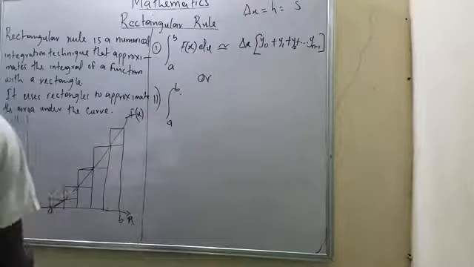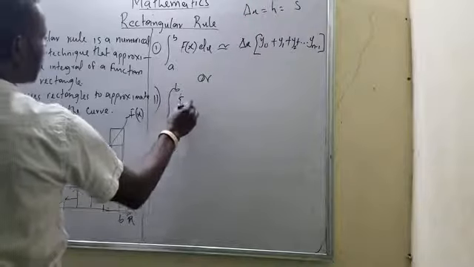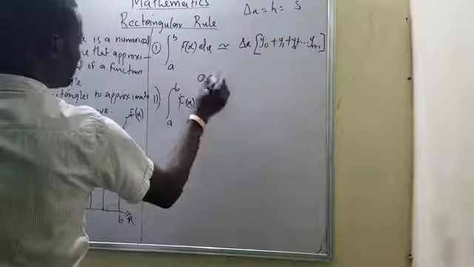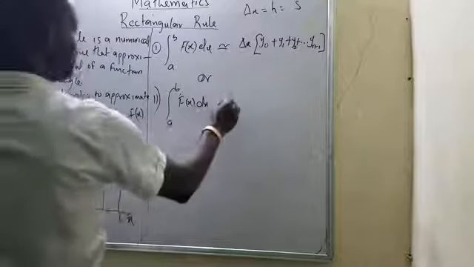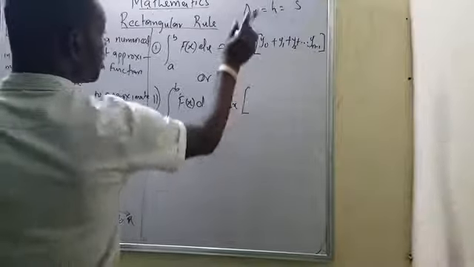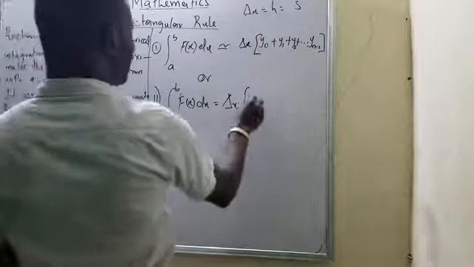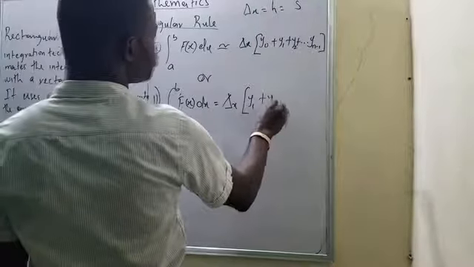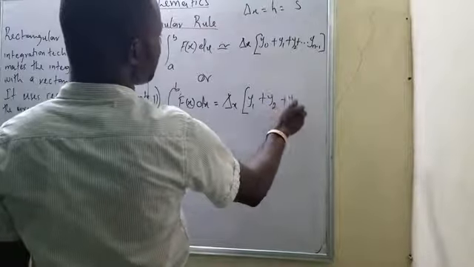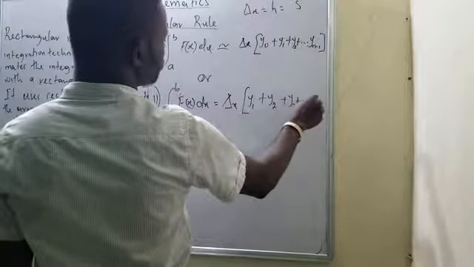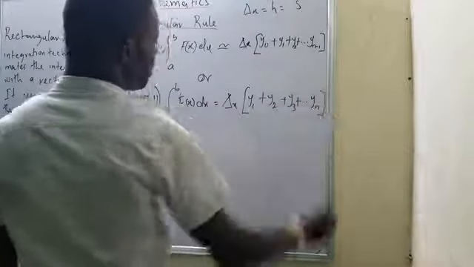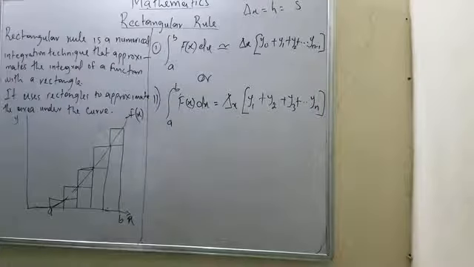Integral from a to b. I have a function of x, f of x, equals my distance; they are the same thing, as I've explained earlier. Now, y1 plus y2 plus y3 and so on, up to y of n. Either way, you have the same answer.